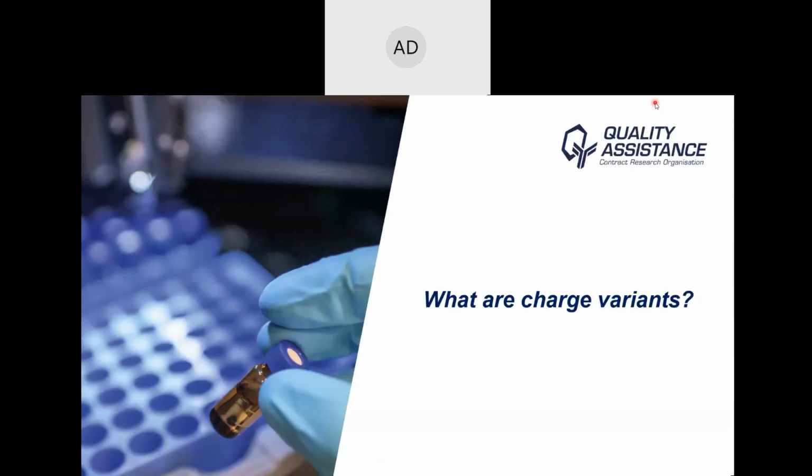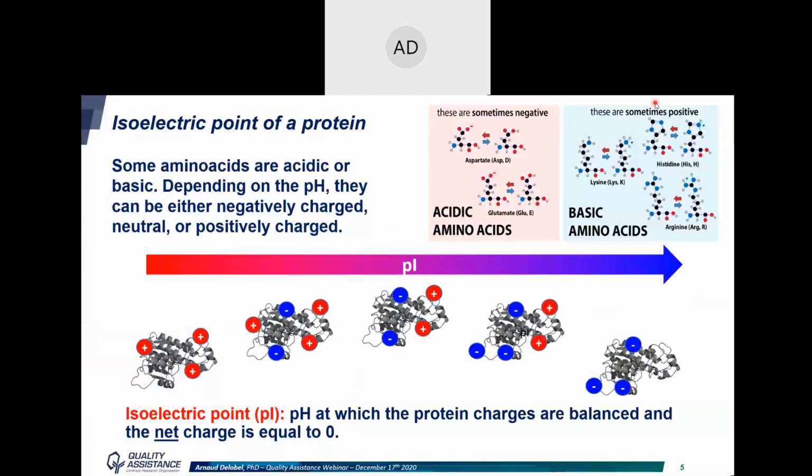So first of all, what are charge variants? Proteins are made of amino acids, some of which can be acidic or basic. And depending on the pH, they can be either negatively charged, neutral, or positively charged. How does that translate at the protein level? At low pH, as you can see here, most of the amino acids will be positively charged, and the net charge of the protein will be positive. And the more you increase the pH, the more you will have negative charge on your proteins. And at a very high pH, your protein will have an overall negative charge.